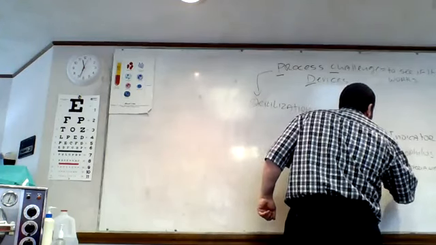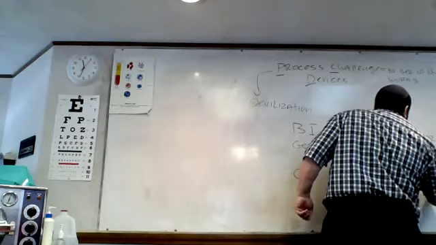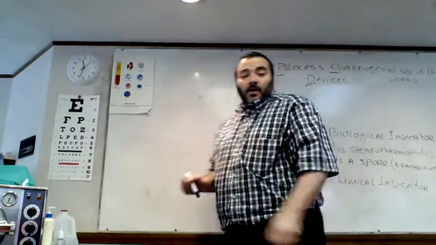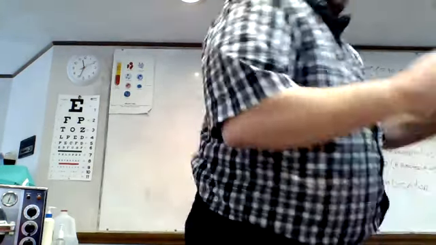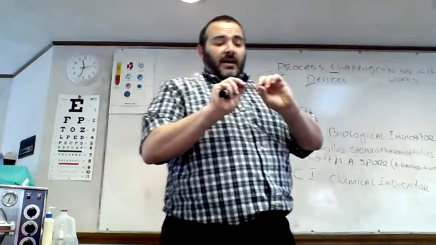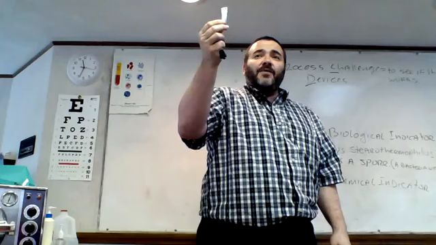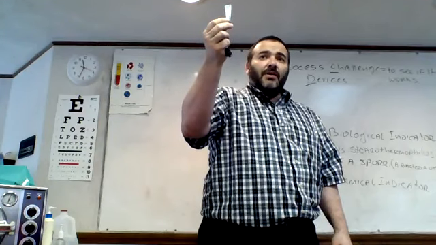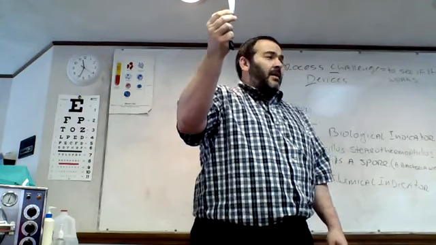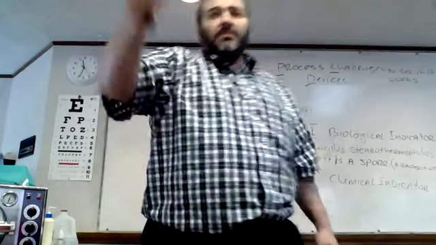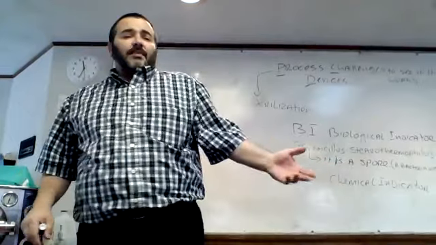Chemical indicator. And one of the chemical indicators is that thing that I showed you just now. All right? It's a little thing, a strip, that if it's exposed to steam and heat, will turn a different color. I'll toss it to you. Take a look at it.